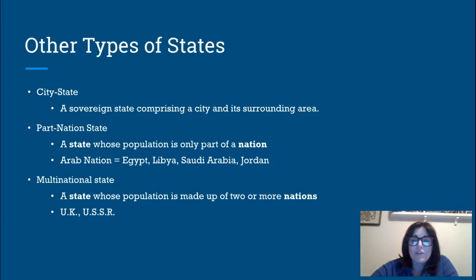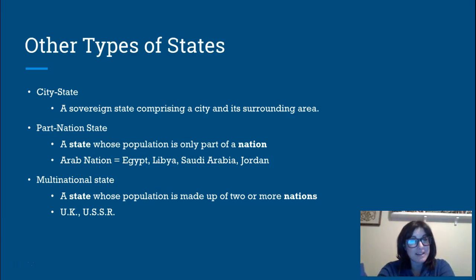Okay, there are other types of states, however. There are city-states, which is when a city operates as a state. So a city that has its own borders, its own government, and its own sovereignty, meaning that outside forces don't control it. Some examples of city-states would be Athens in ancient Greece. Athens today is not a city-state, but it used to operate like one. Athens had its own government and its own sovereignty.